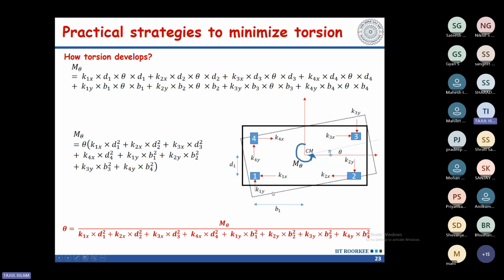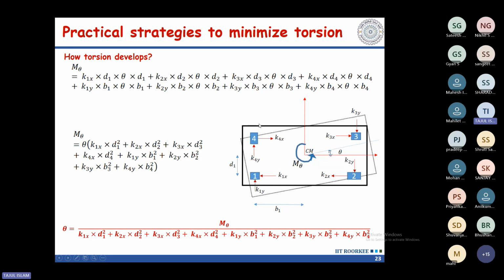Okay. Similarly, you can calculate for all the other members. For the second one, the moment because of x stiffness is k2x into theta into d2. This will give you the horizontal displacement multiplied by the perpendicular distance, and so on. Same thing you can do for vertical stiffness also. So I have total eight stiffness parameters here, 4 in x direction and 4 in y direction.